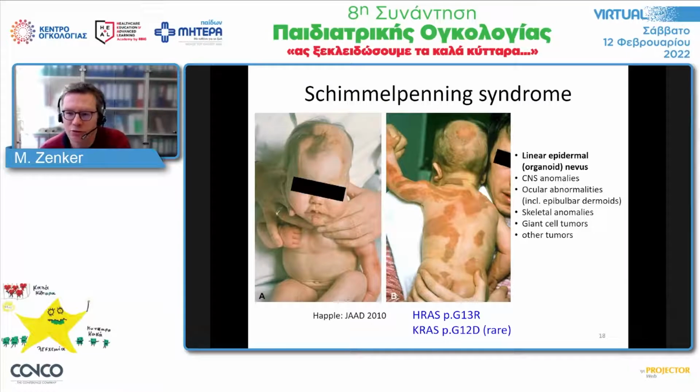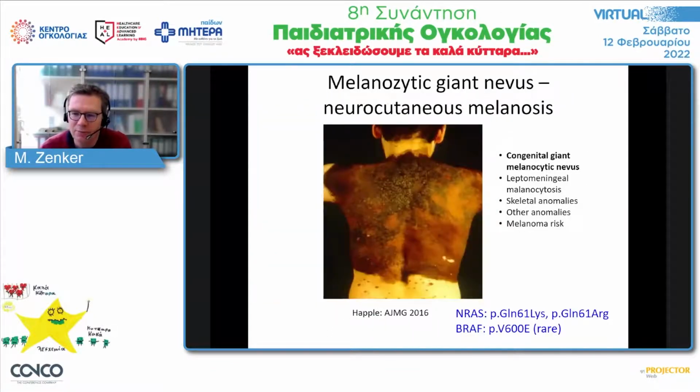It shows a typical Schimmelpenning-Feuerstein-Mims syndrome with this linear nevus sebaceous. And these patients may also have, besides cutaneous abnormalities, CNS abnormalities, ocular abnormalities, skeletal, and some types of tumors which you will recognize as RAS-specific tumors during this presentation. And this syndrome is mainly related to HRAS G13R mutations and rarely to specific KRAS mutations.